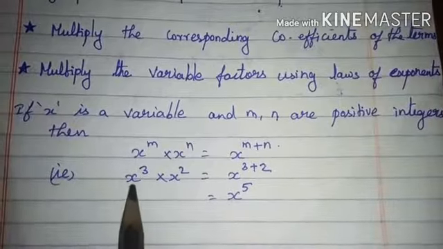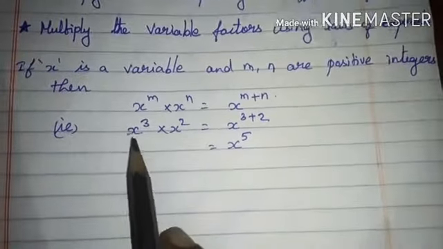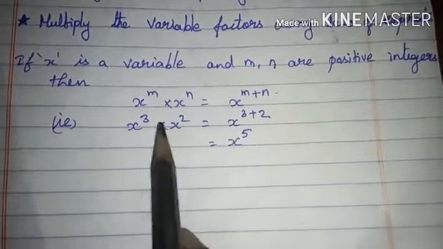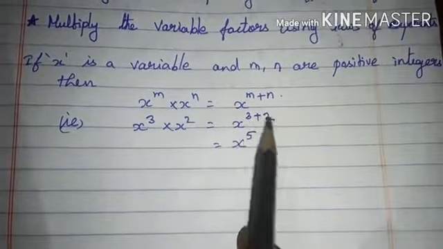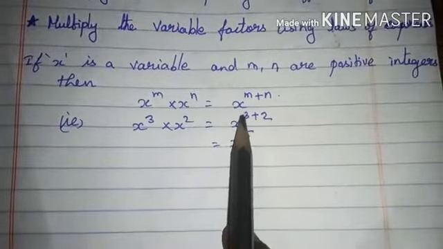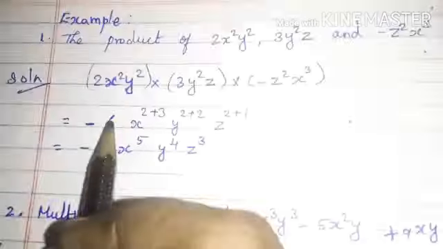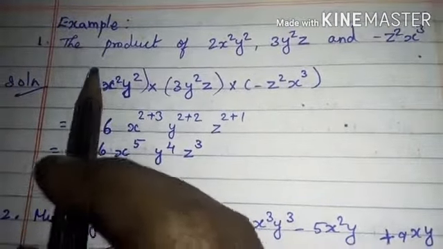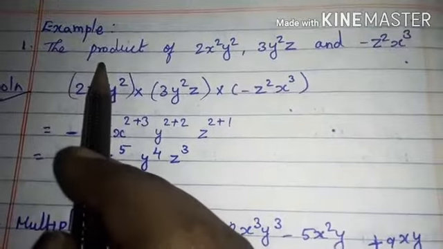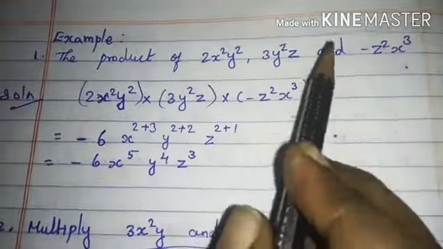For example, x cube into x square, here the variable is x. Then for the powers you have to add them. That is 3 plus 2, we get x power 5. Now let's see some examples of each. First we are going to find out the product of monomials.